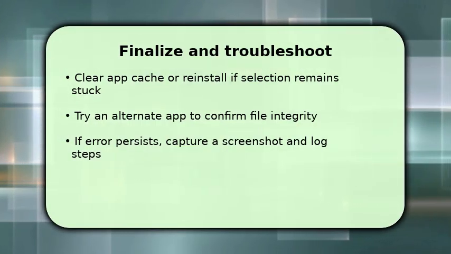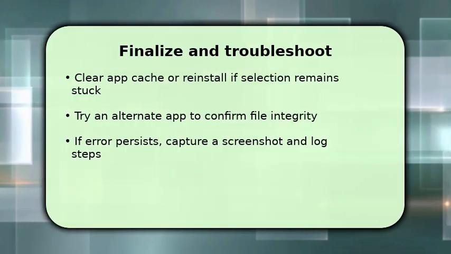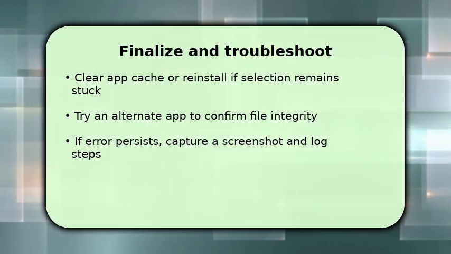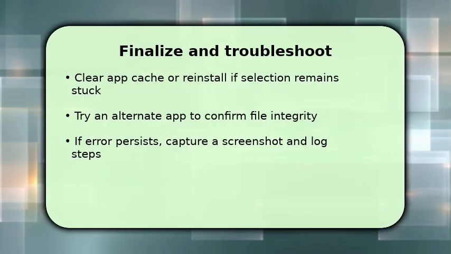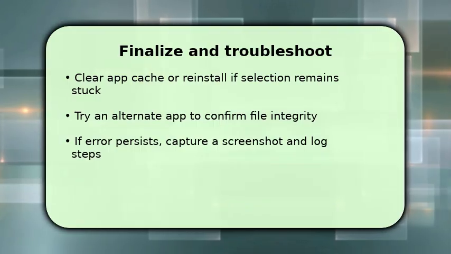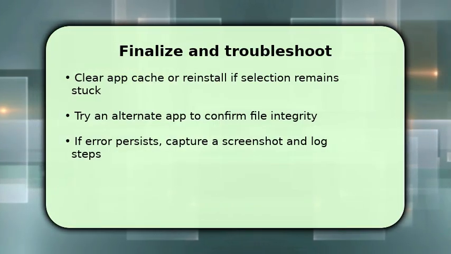If selection still fails, open the same folder in a different photo app to confirm files are valid rather than corrupted. If problems continue, take a screenshot and note the exact steps that reproduce the issue. That information is the single most useful troubleshooting tip when you report the bug.